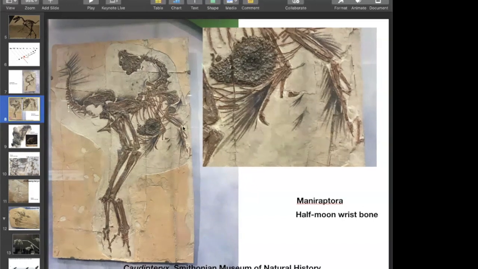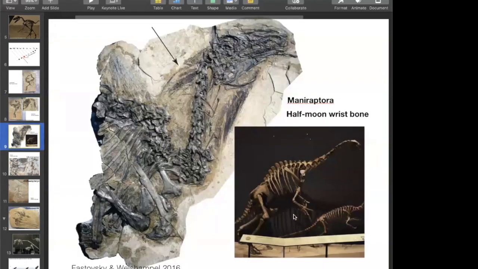There is some feature that went along. There's some environmental context and ecological challenge set in which the half-moon wrist bone and the flexibility on these enormous, ridiculous hands conferred some success on these animals, or did not get in the way of their success, such that they still have descendants alive today.